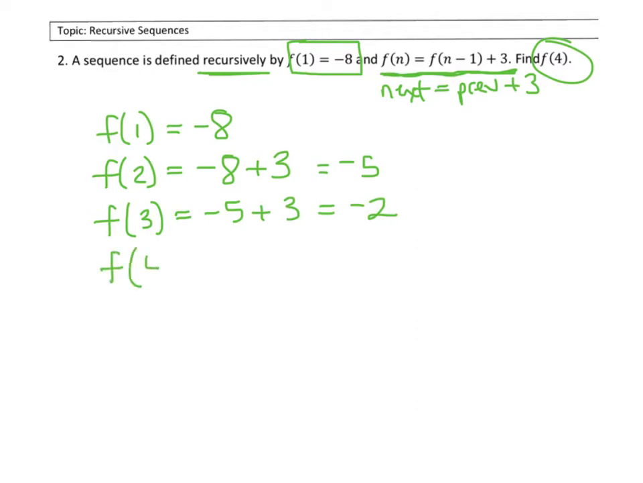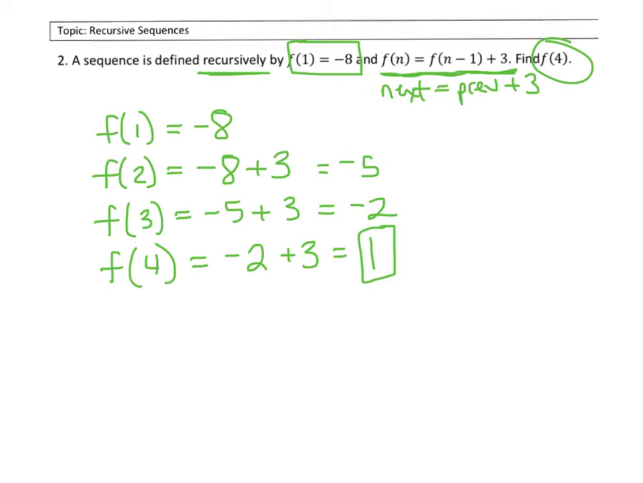To find the fourth term, which is of course the one I want, I take the answer from the term before, which is -2, and add 3. And so I get 1. The fourth term for this recursive sequence is 1.